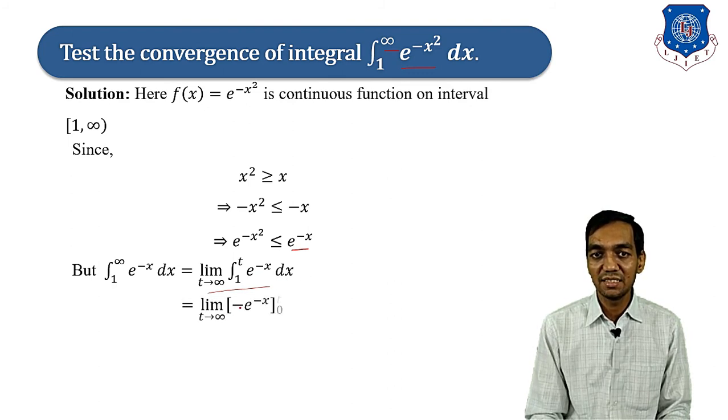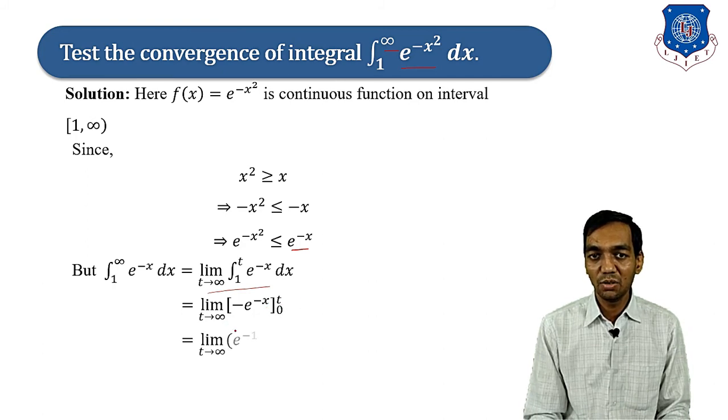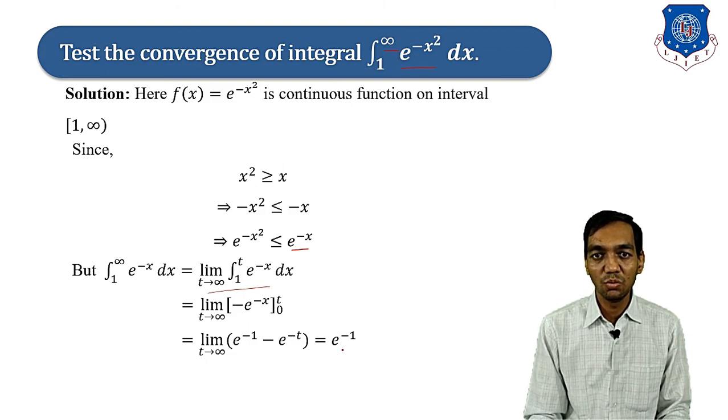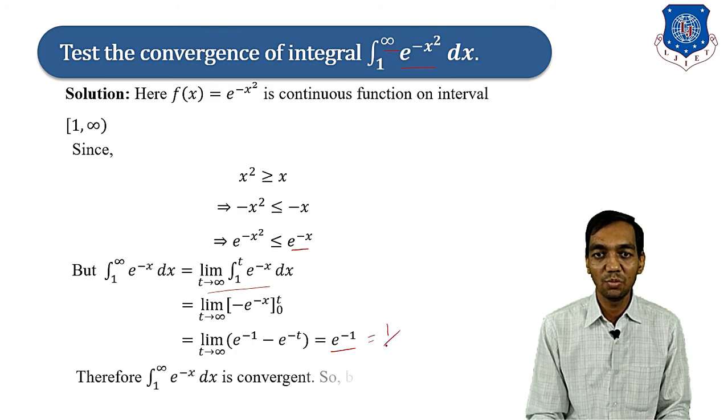But the integration of e raised to minus x is minus e raised to minus x, and the limit is from 1 to t. Substitute the upper limit and lower limit. That will give the limit as t tends to infinity of e raised to minus 1 minus e raised to minus t. See, you have minus e raised to minus t, and minus minus gives plus e raised to minus 1, so this term is written first. Now if you apply the limit, e raised to minus infinity has a value 0. So you will have the answer e raised to minus 1, or you can say it is 1 upon e.